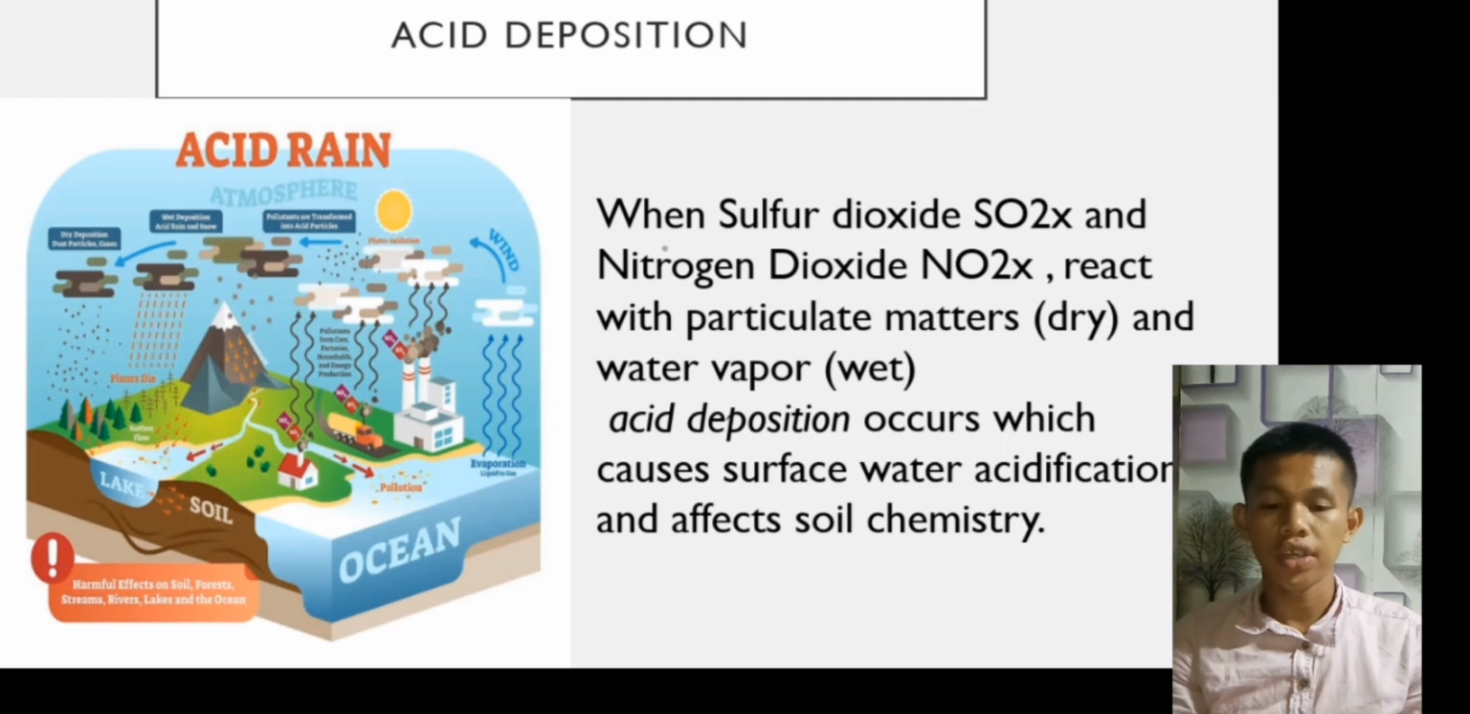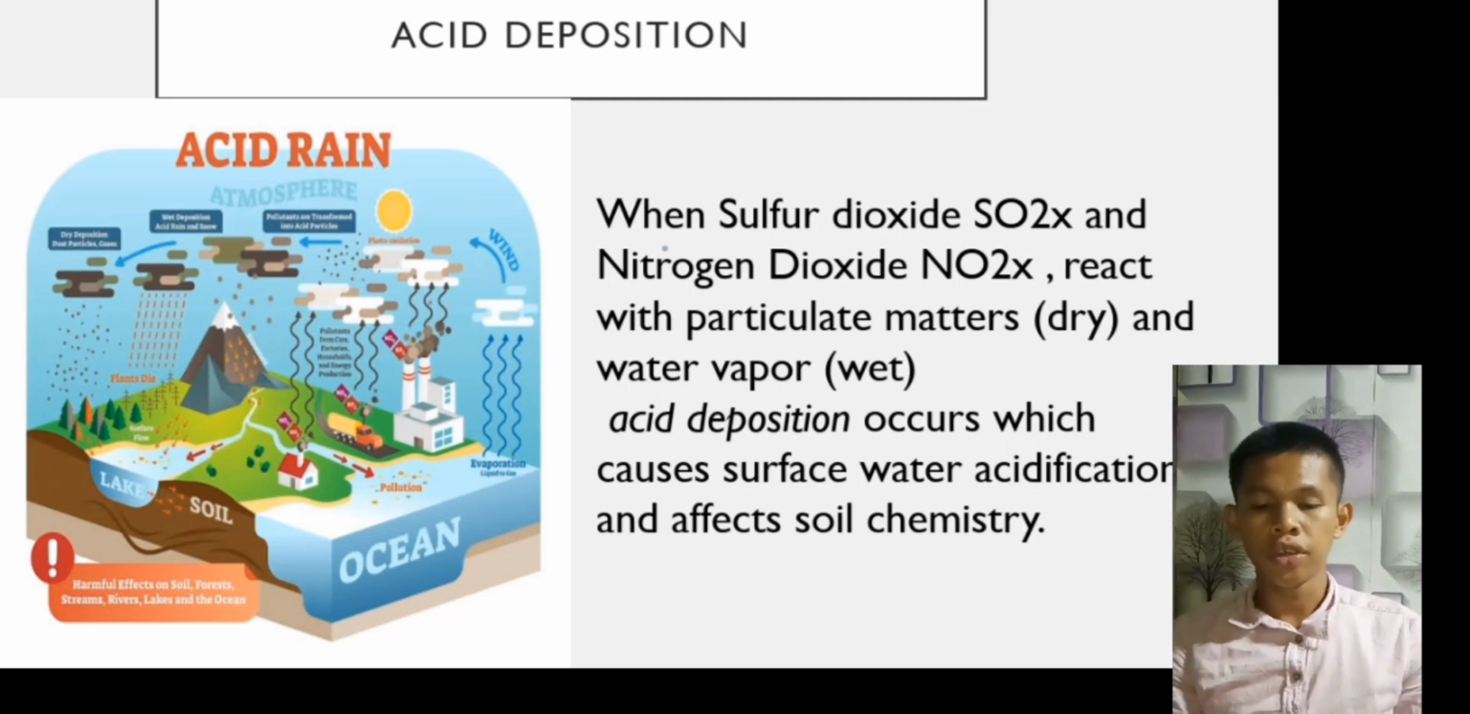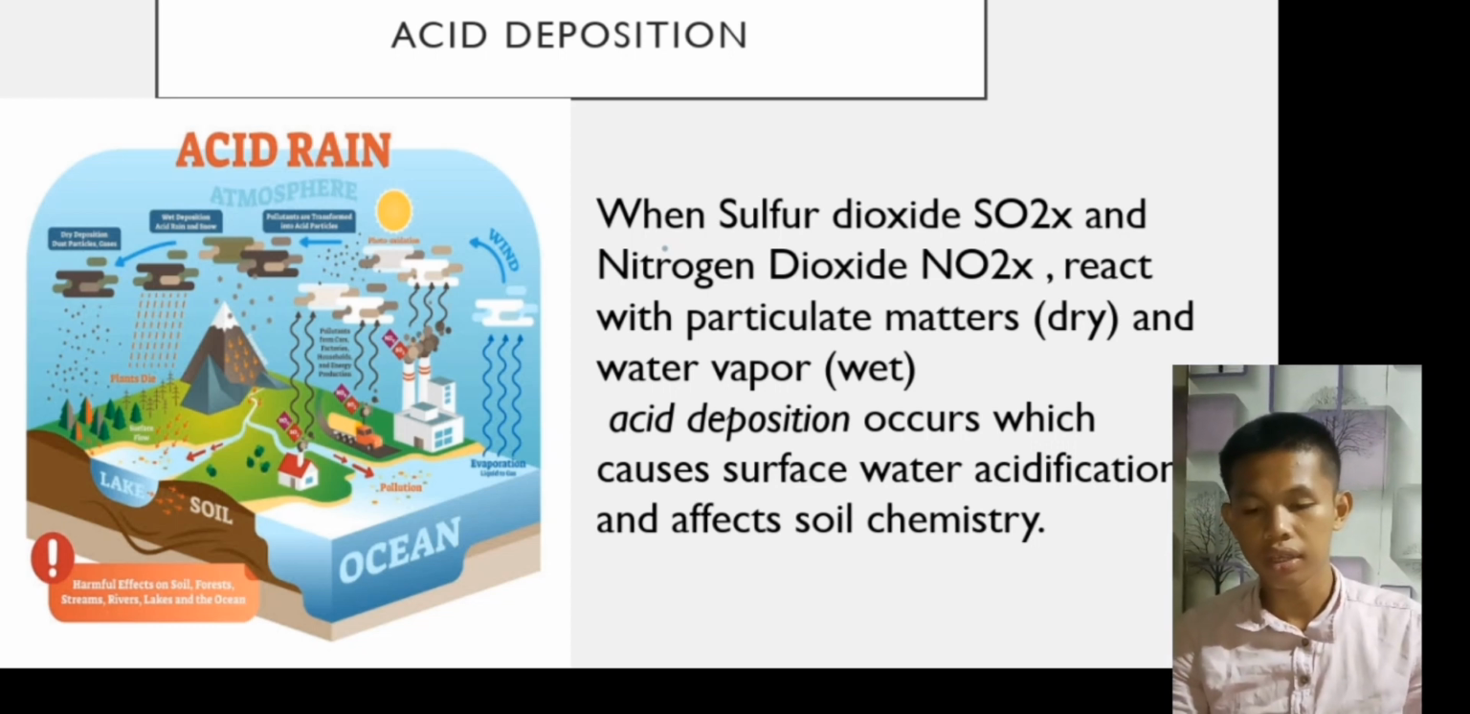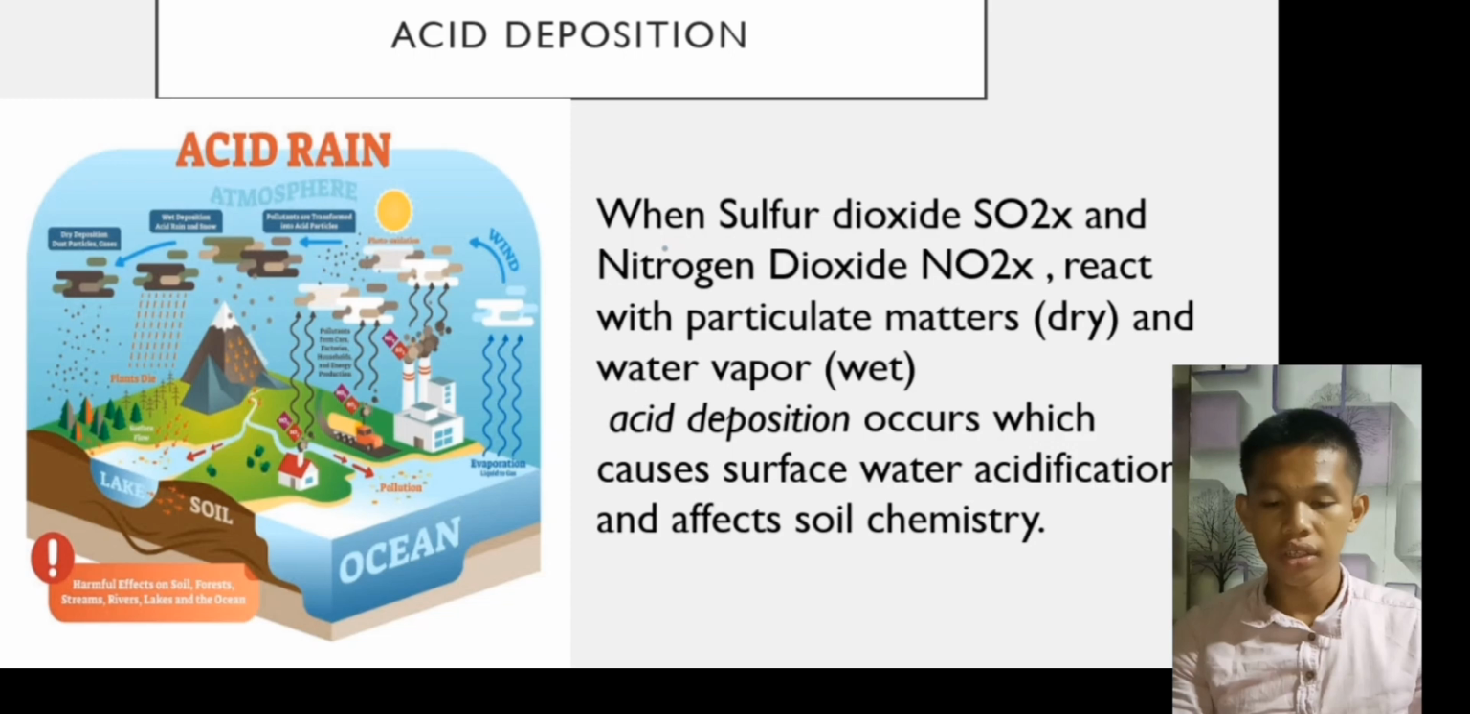The second one is acid rain. When sulfur dioxide (SO2) and nitrogen dioxide (NO2) react with particulate matter, dry air and water vapor, acid deposition occurs, which causes surface water acidification and other chemical effects.